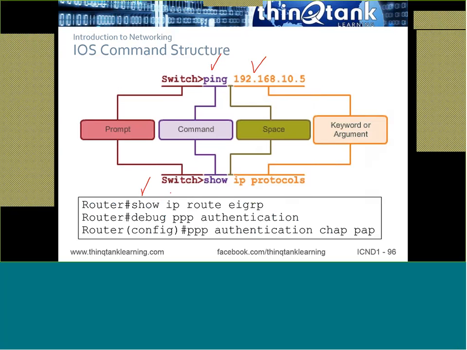I want to see something within the IP protocol stack. Again, more general, but not as general as show. What do I want to see within the protocol stack? I want to see the routing table. And what routes do I want to see within the routing table? I want to see the EIGRP routes. So you can see the structure there. I go from the more general to the more specific. I bring that up because it helps when you're trying to navigate through commands.